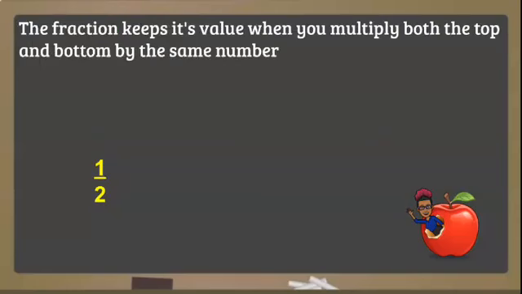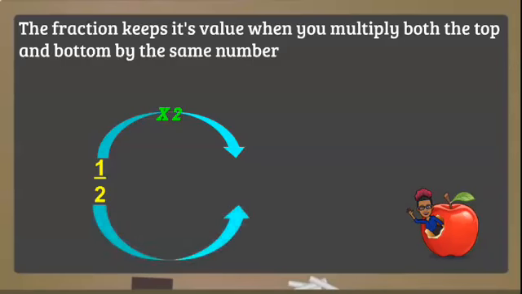The fraction keeps its value when you multiply both the top and bottom by the same number. So let's look at our fraction half. We're going to multiply our numerator 1 by 2 and also our denominator 2 by 2, which will give us the fraction 2/4.